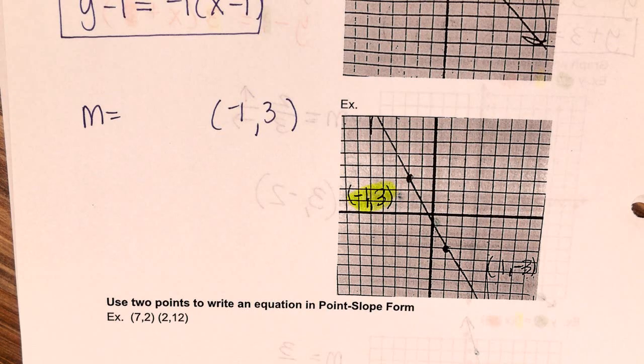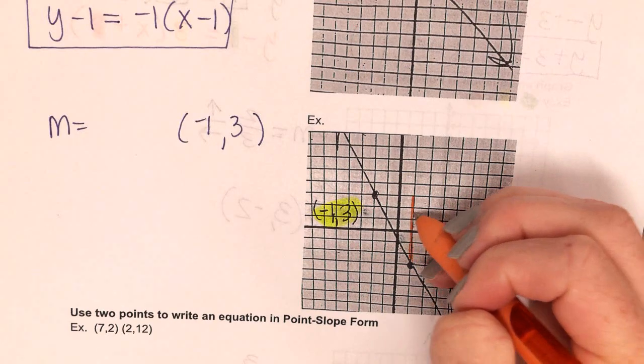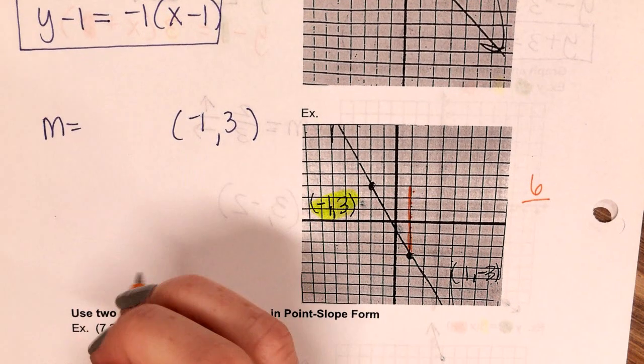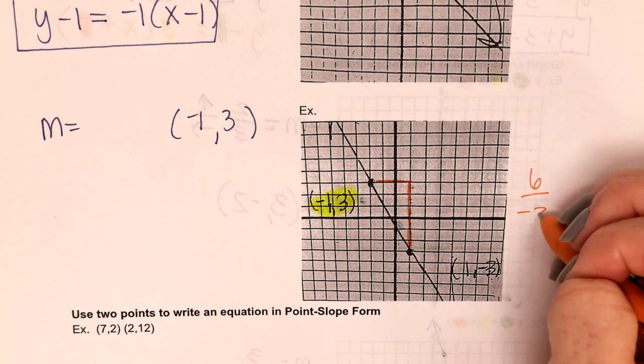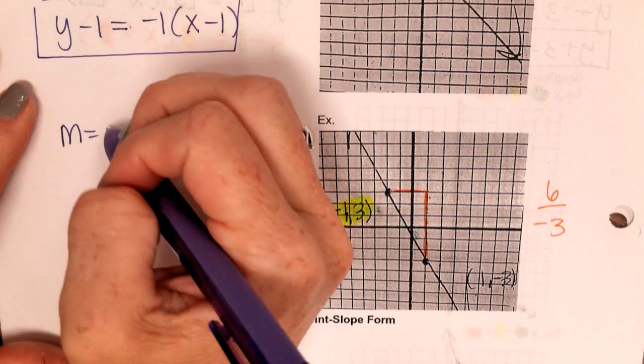I also need to find the slope. How am I going to find the slope? Rise over run. So I'm going to start here. I'm going to go up 1, 2, 3, 4, 5, 6. That's my rise, +6. My run is left 3. So what does left 3 mean? What is 6 divided by -3 simplified to? -2.